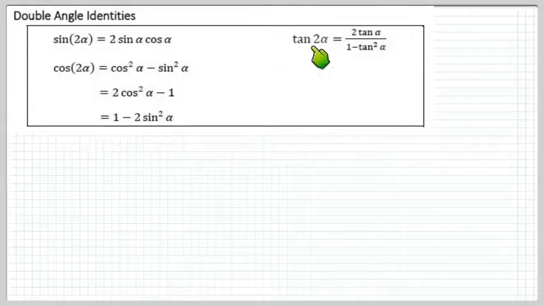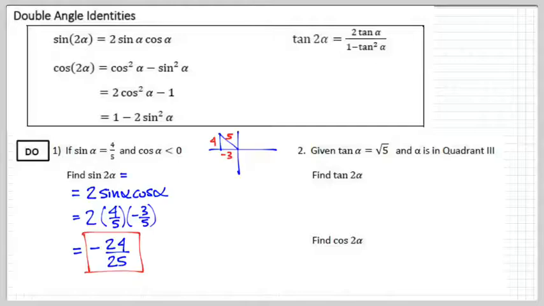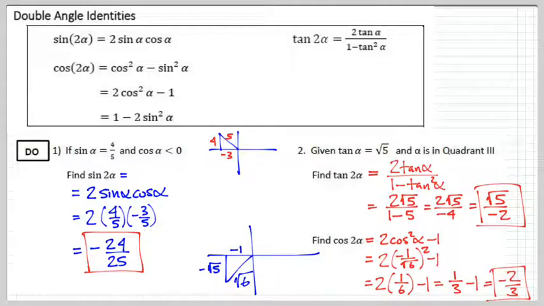I didn't show how we derive tangent of 2 alpha, but it's pretty straightforward from just the sum formula for the tangent. So here are some problems that I want us to just try out, and I'll give you a chance to do these. You can stop this video and restart in 3, 2, 1. So here are the answers to these.